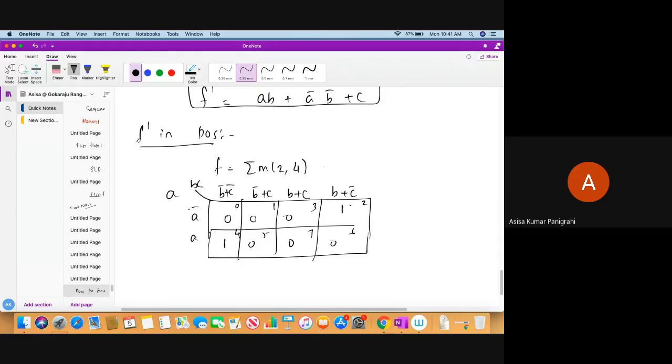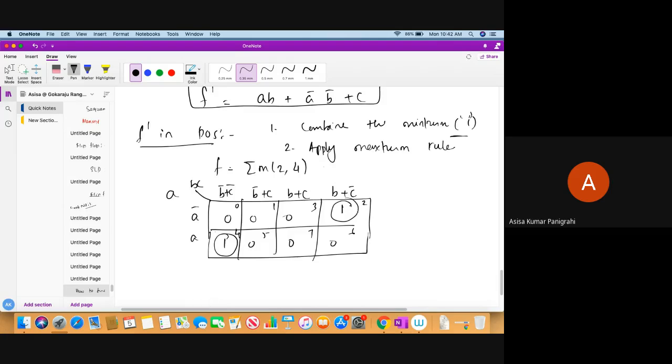Now what do I have to do in POS? What is step 1? Step 1 is combine the min terms. Am I correct, students? POS min term is 1. Next, apply the max term rule. To find out F bar, you have to apply the max term rule. Any doubt on this? So you have to combine the min terms. How to combine? It's very simple. They are single combinations, no pair, no quad, nothing is possible.